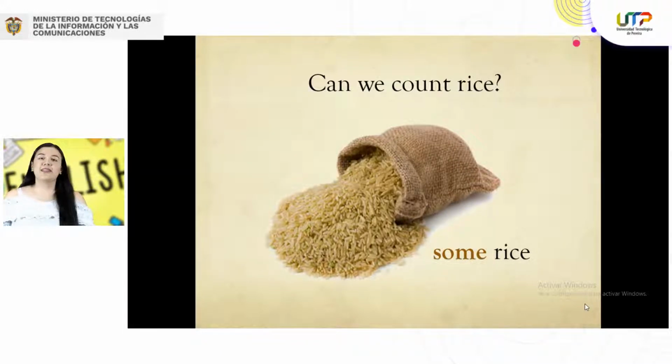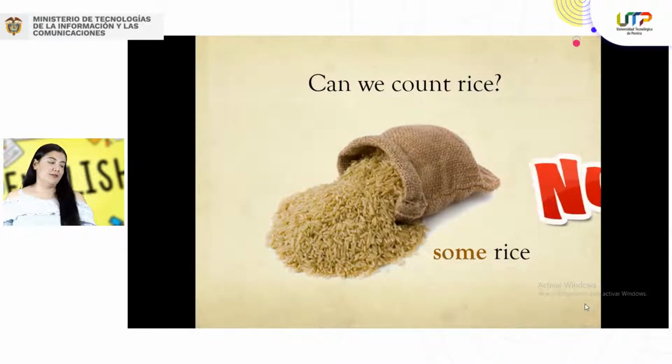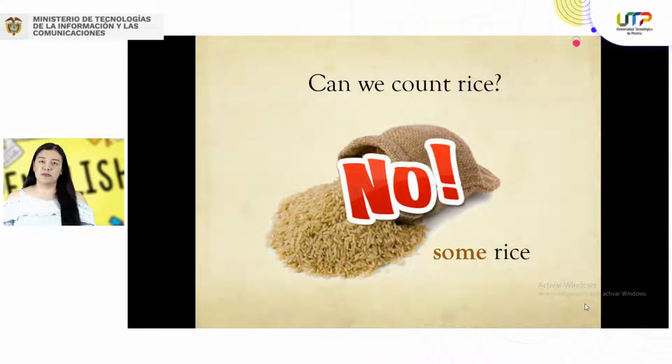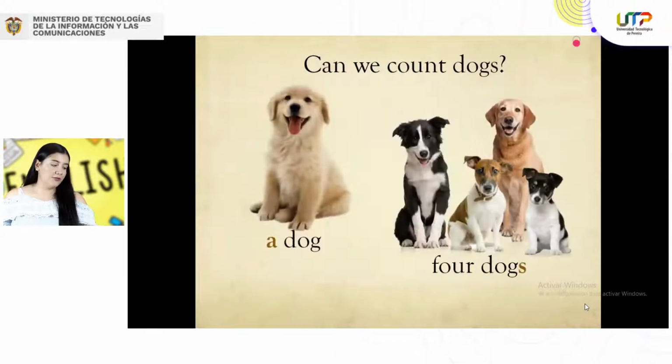And look at this, rice. What do you guys think? Can we count rice one by one? What do you think? Rice, is it countable or uncountable? That is not possible, right? We cannot count rice. So that is uncountable. Okay? So let's continue.